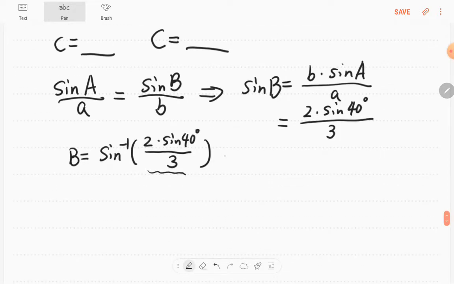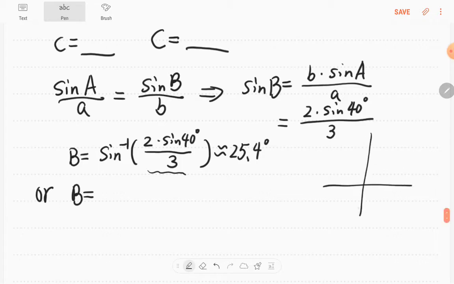So if you use a calculator, it will tell you which is 25.4 degree. Okay, but this is just one angle, right? Another angle is B. What is B equal to? B equals its supplement angle, right? Because this is 25.4, this will have the same sine value. This is 25.4 degree, and we also have another angle.